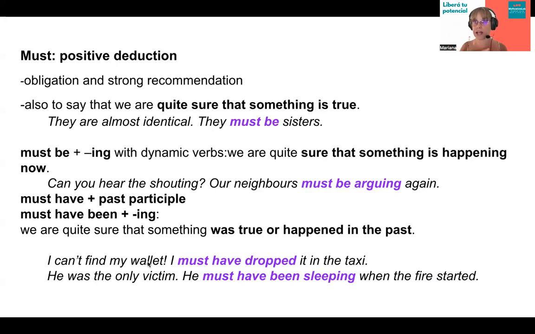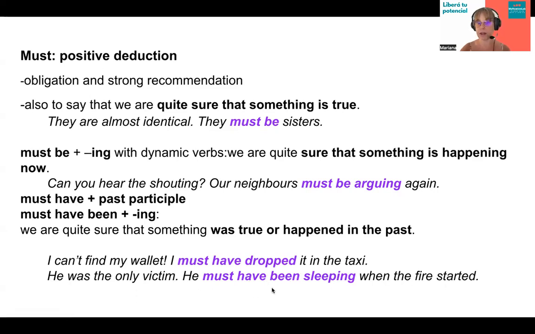Pay attention to the pronunciation. Must have dropped. I must have dropped it in the taxi, because they use it in the contracted form. He was the only victim. He must have been sleeping when the fire started.